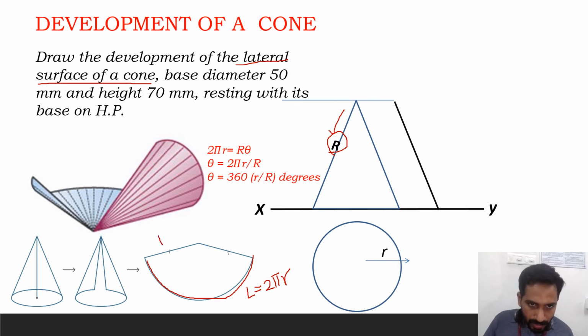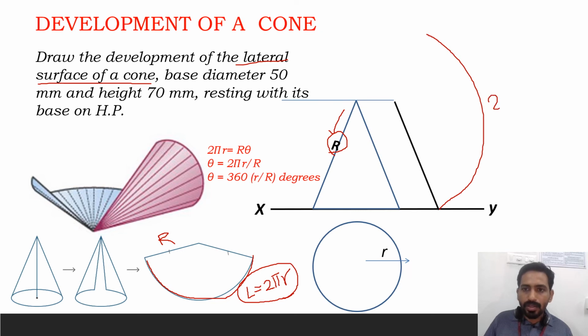And of course, this is capital R, the true length of the generator. You can't directly measure this length 2 pi r. Of course, you can draw an arc here with length 2 pi r, but you can't draw the length as 2 pi r because you can't measure it directly using a scale. So instead, we have to find out the included angle, which is equal to theta.